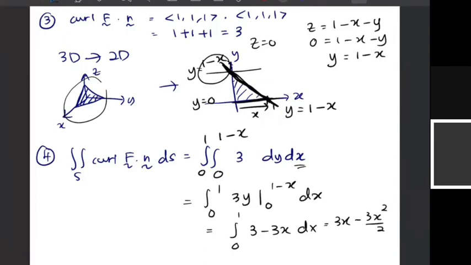Here we are considering the xy plane. So z equals 0. Okay, that's all for today. Thank you guys. See you later. And then rearrange: y equals 1 minus x.